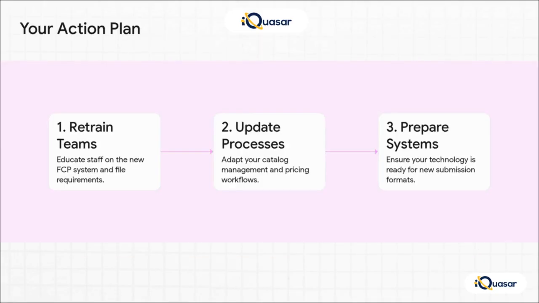So what does that look like? Here's a simple action plan to get you started. Number 1, get your teams retrained. They need to know the new FCP system and the new file requirements inside and out. 2, update your internal processes. Your catalog and pricing workflows need to adapt. And 3, prepare your systems. Make sure your tech is ready to handle these new formats.